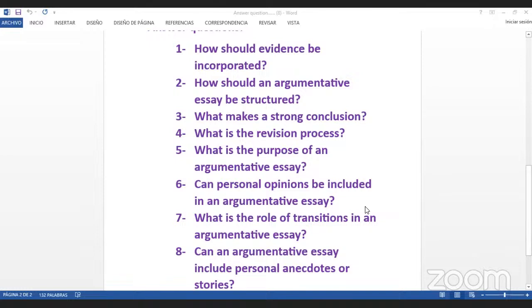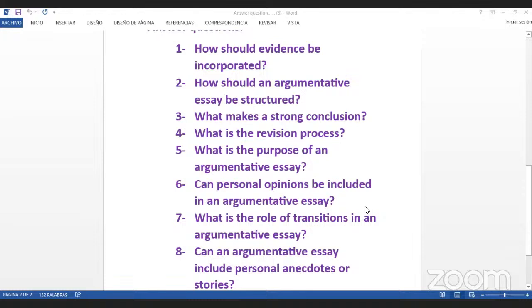Question number 1. How should evidence be incorporated? The evidence should be woven into each paragraph. Introduce evidence using signal phrases and then explain how it backs up the key point you are making, rather than letting it stand alone, and analyze the significance of the evidence.